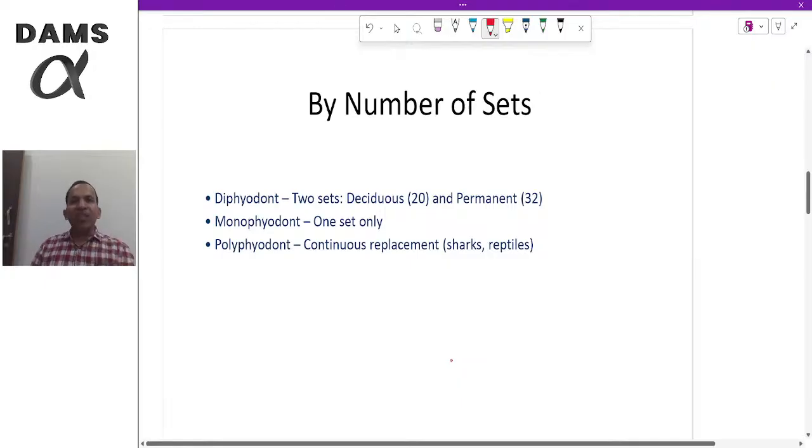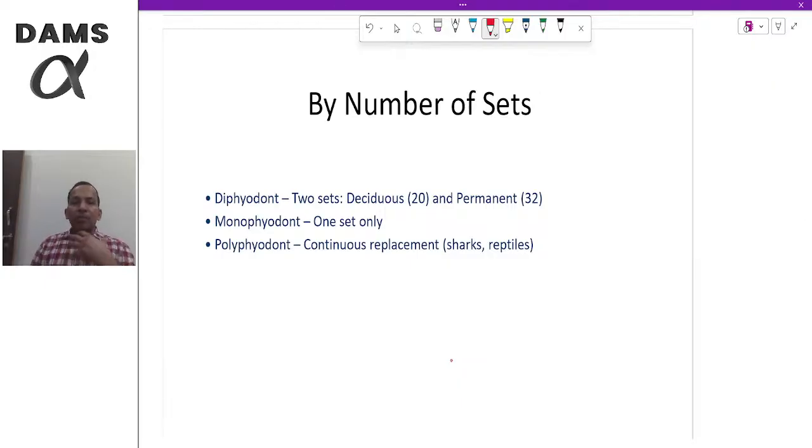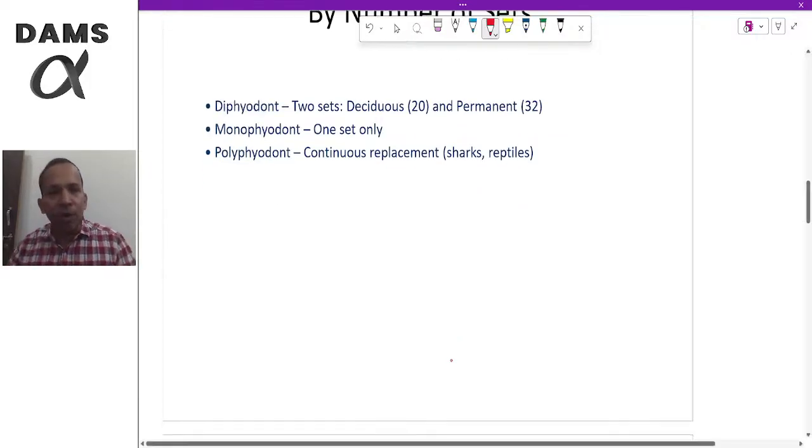Then based on the number of sets of dentition, isn't it? Monophyodont means there is just a single set of dentition throughout your life. Diphyodont means there is a primary set and then there is a permanent set. Polyphyodont, just like in sharks, there are n number of sets. They will continuously keep on replacing, right? The teeth continuously keep on replacing.